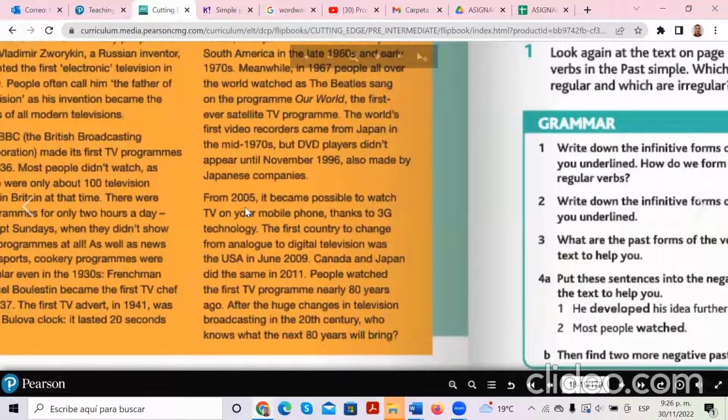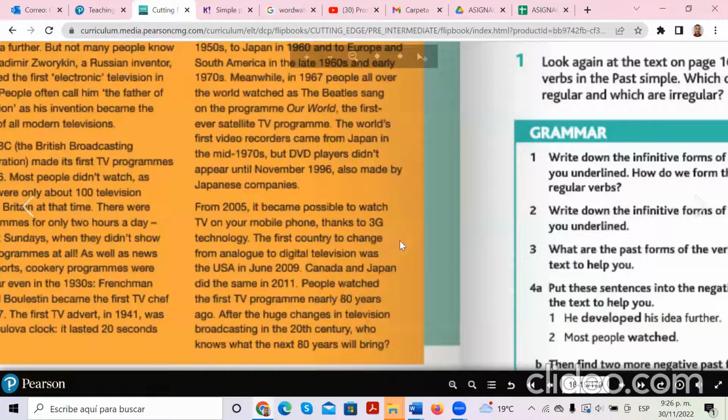From 2005, it became possible to watch TV on your mobile phone, thanks to 3G technology. The first country to change from analog to digital television was the USA in June 2009. Canada and Japan did the same in 2011. People watched the first TV program nearly 80 years ago. After the huge changes in television broadcasting in the 20th century, who knows what the next 80 years will bring.